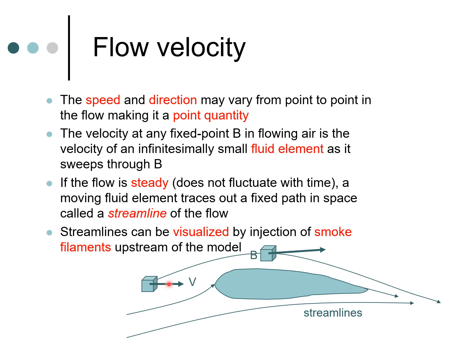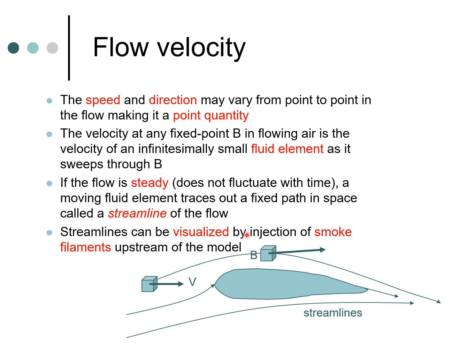So let's look at the flow on top of this airfoil. Essentially the flow is going to go like this, and let's say we take any fixed point B. Then if we take a small cube of fluid here, the velocity of air as it sweeps through this point is going to be that specific property at this point. So that's a point property.